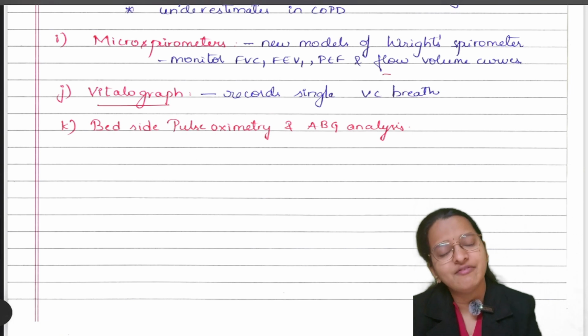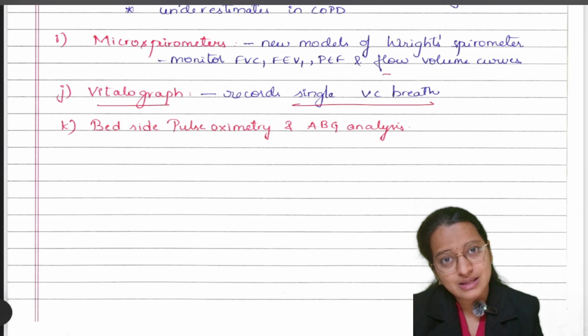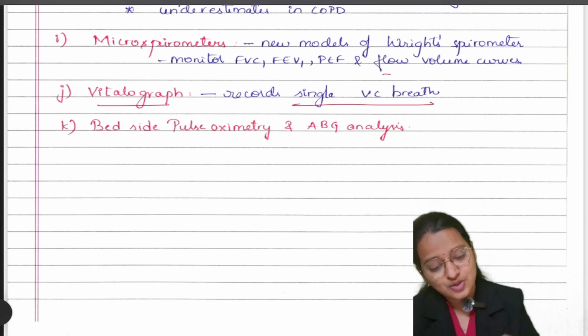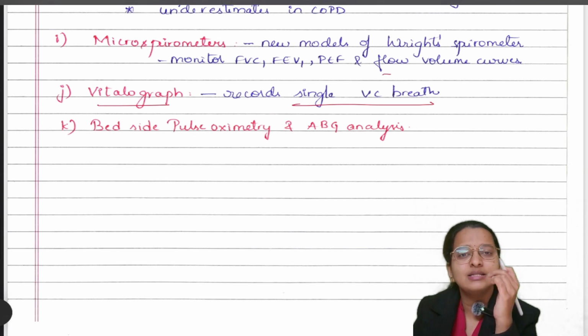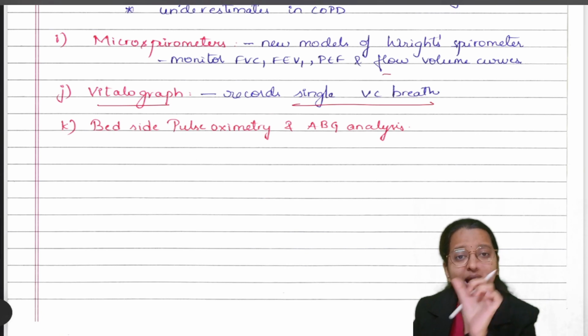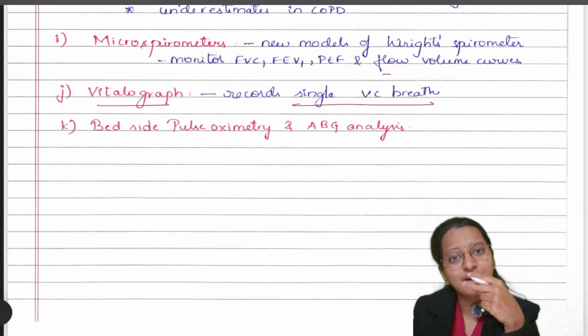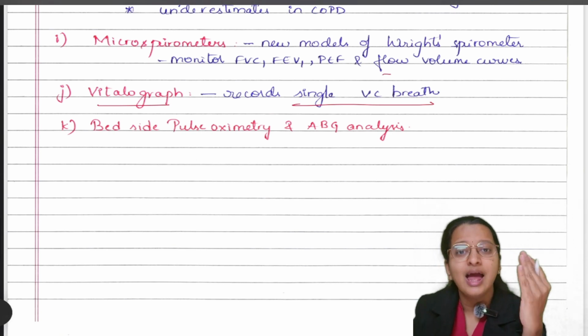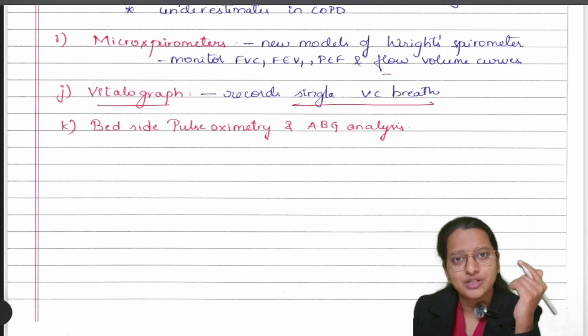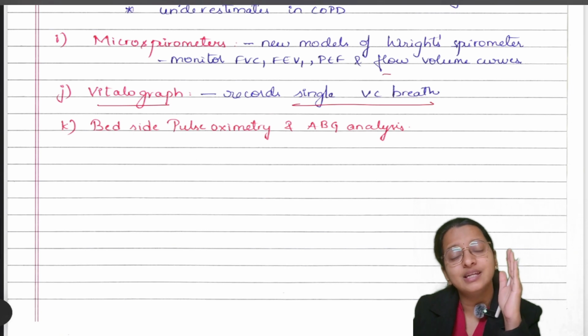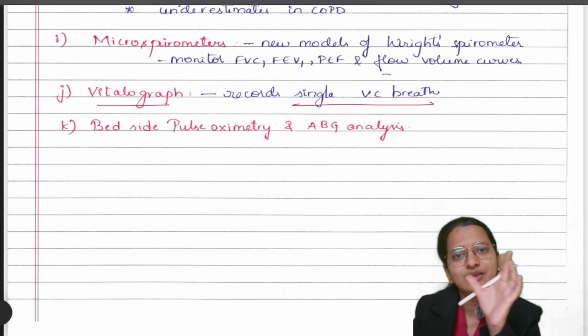And there is the Vitalograph, which gives single breath vital capacity. And finally, what we routinely do in the wards are pulse oximeter and ABG analysis. So this is pulmonary function test as a whole. First, pulmonary function tests: static and dynamic. Now, respiratory muscle strength, then diffusion, and cardiopulmonary testing. The last one is metabolic measurements. And after that, we have seen bedside pulmonary function tests with the mnemonic.